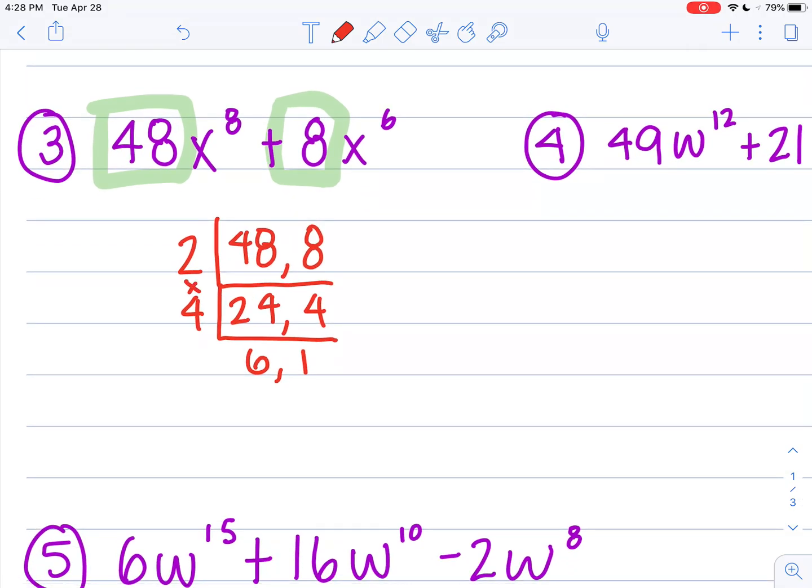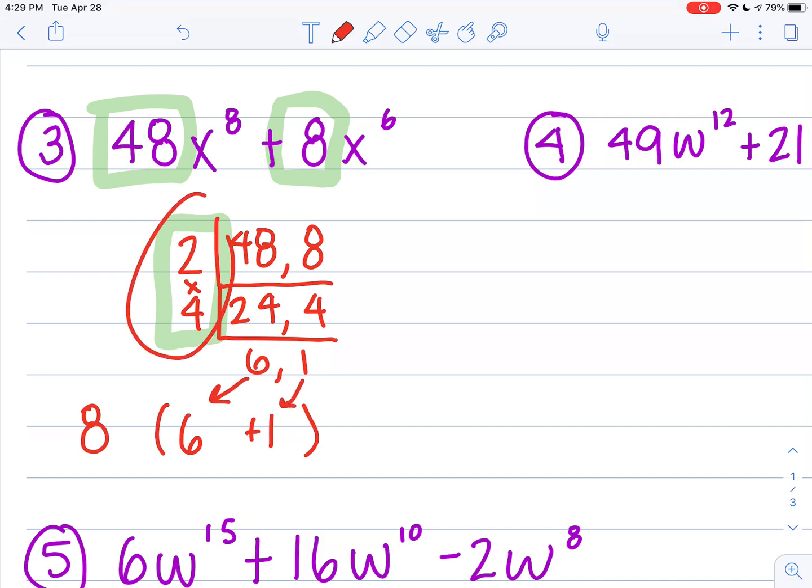Okay, so again, we multiply. 2 times 4 is 8. So our answer here is 8 for our GCF. So I'm going to put the 8, I'm going to leave a space, put parenthesis. Now I'm going to put the 6 here, plus 1, and then put a parenthesis. Okay, 6 goes here, 1 goes here. This number that's multiplied goes here, every single time.